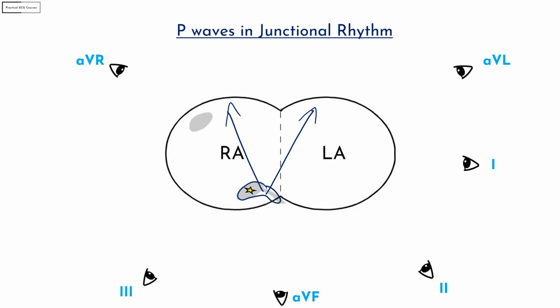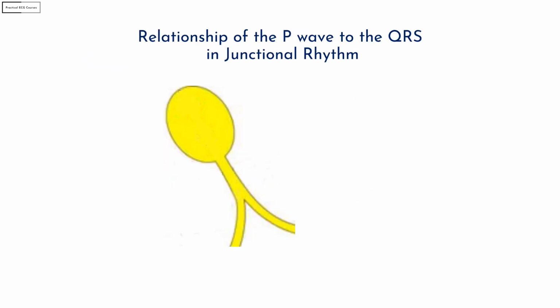So lead 2 is always going to see the vector as going away from it, and hence you will have inverted P waves in lead 2 as well as in the other inferior leads. In junctional rhythms, the position of the P wave in relation to the QRS depends upon the site of the origin of the ectopic impulse within the AV node.